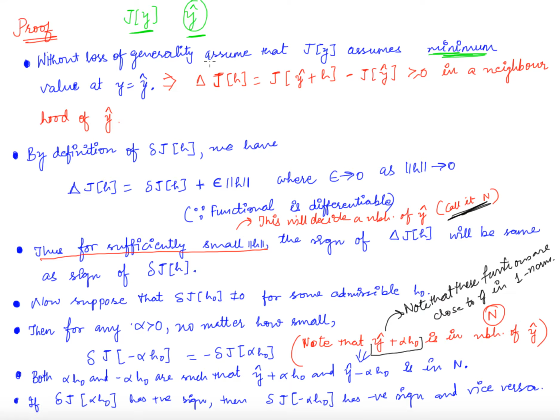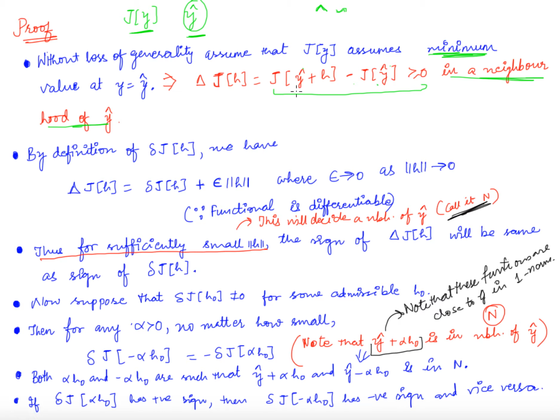So what does that mean? It means that there is a neighborhood of y tilde such that J of y tilde plus h minus J of y tilde is greater than or equal to 0. Actually, this is hat. I'm confusing myself, so I should call it y hat. Tilde is like this, hat is like this, so I should call it y hat.